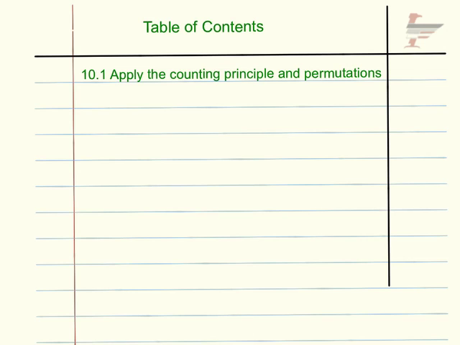Section 10.1 is called Applying the Counting Principle and Permutations, and it's quite a logical section, and probably a lot of the stuff you've actually done before, so it's really not anything too challenging.